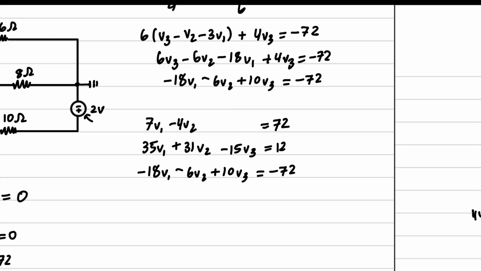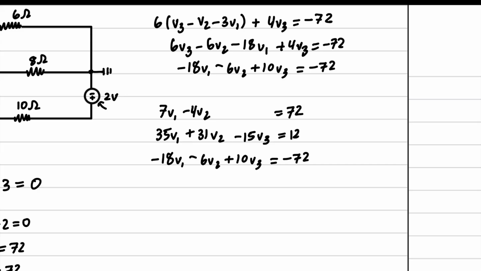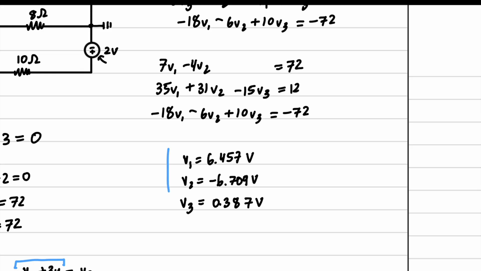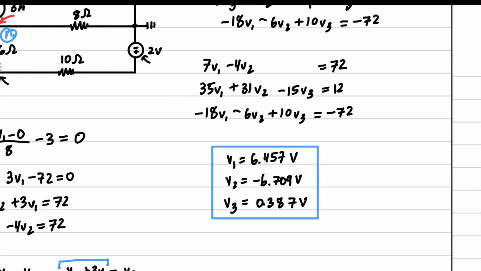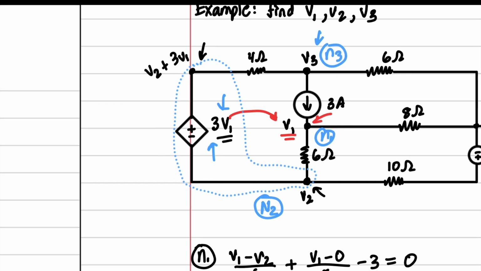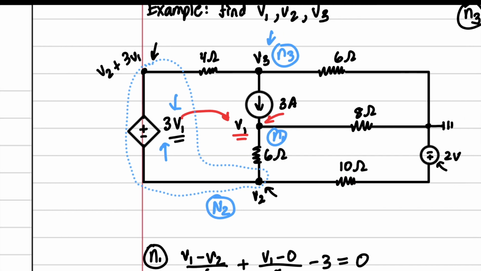And when we calculate this out, we get V1 equal to 6.457 volts, V2 equal to -6.709 volts, and V3 equal to 0.387 volts. The problem asked us to solve for each one of V1, V2, and V3, and we did. So that's how you solve a circuit with a voltage-dependent voltage source.